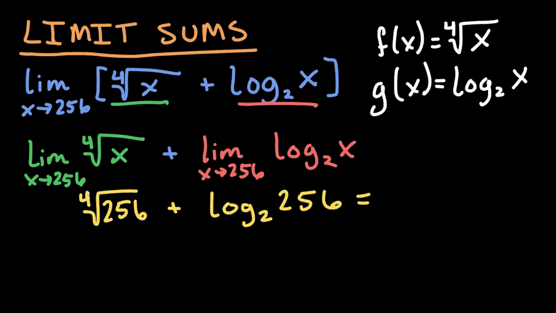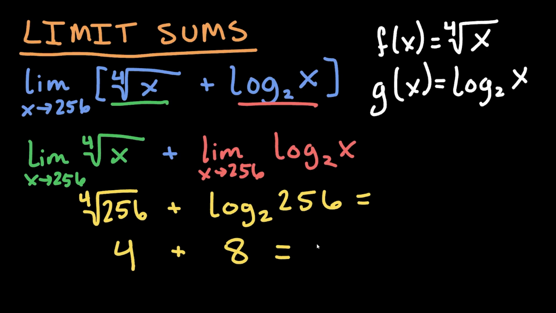All right, so what is the fourth root of 256? Well, the square root of 256 equals 16, and if we take the square root one more time, which is basically the same thing as saying fourth root, then we get 4. So the fourth root of 256 is 4, and we're going to add that to log base 2 of 256. In other words, 2 to the power of what equals 256? Well, if we start with 2 and continue multiplying by 2, it'll take 8 times for us to get 256.